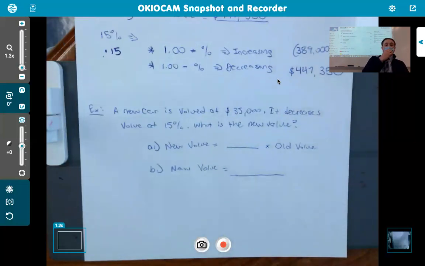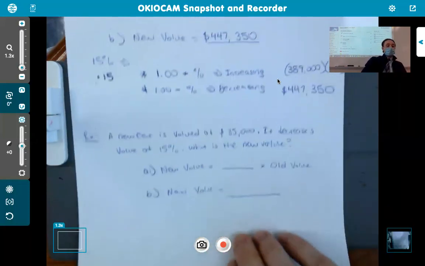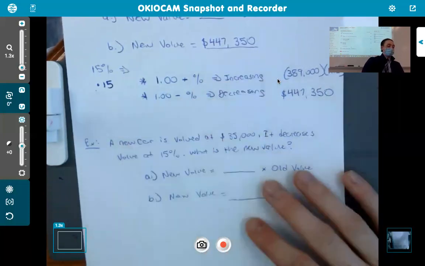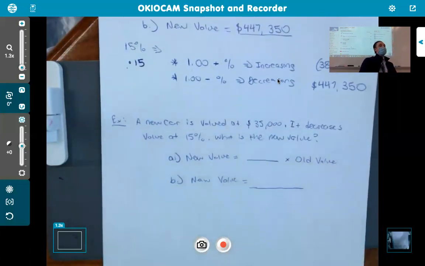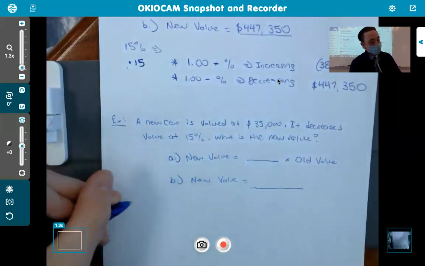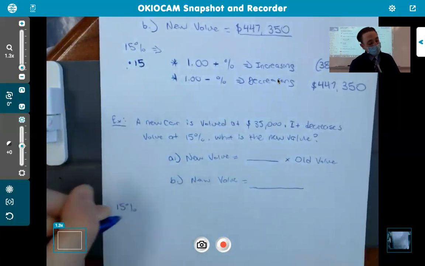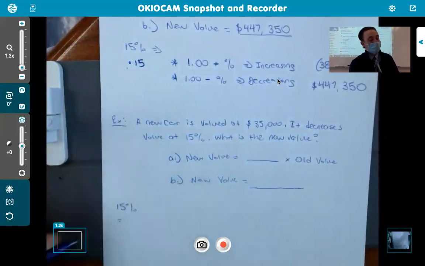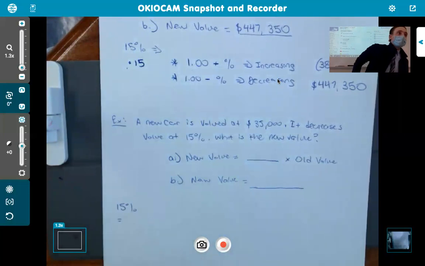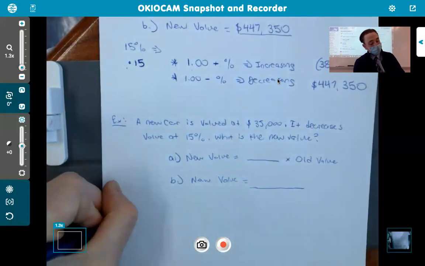All right. So it says a new car is valued at $35,000. It decreases in value by 15%. What is the new value? All right. And one thing that we need to do is kind of reference these notes above here to help us with this problem. So the first thing I want to do, change that percent to a decimal. What's 15% as a decimal? We just saw this. What's 15% as a decimal? 0.15, right. Good.